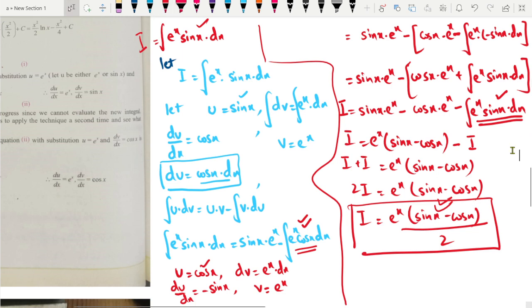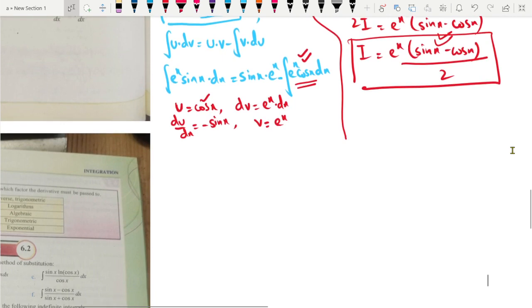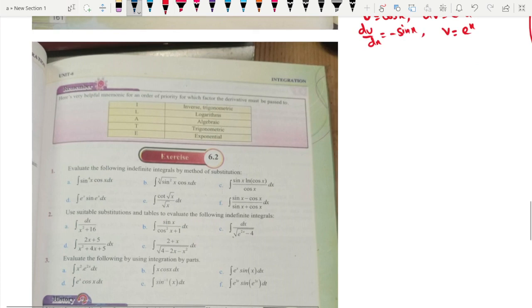Now we will discuss questions in the exercise about integration by parts. This is a most important thing about integration by parts, so I have to remember this one. Here is a very helpful order of priority for which factor the derivative must be passed to. So there is a preference for taking the function as u. We know that one function is u and the other is dv.